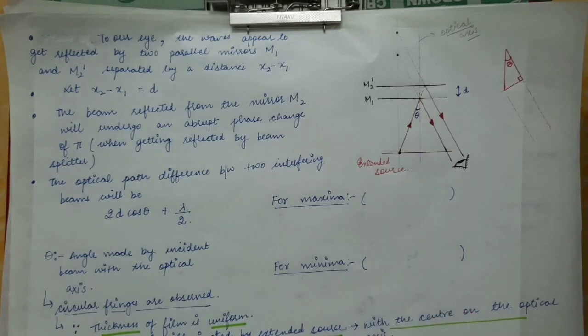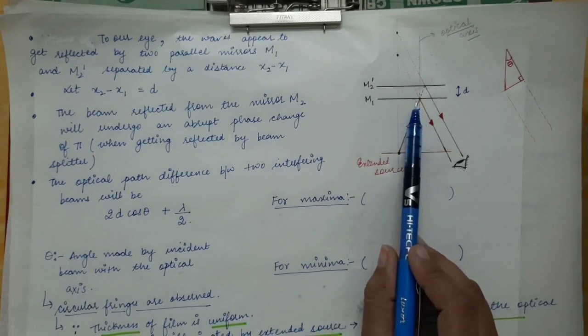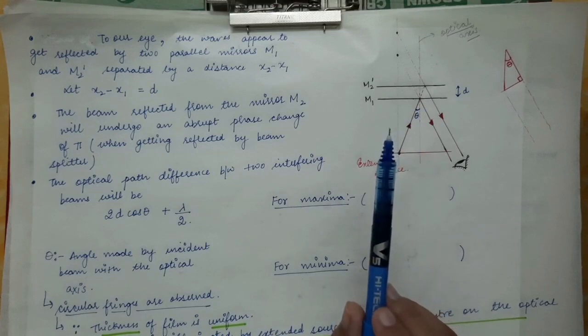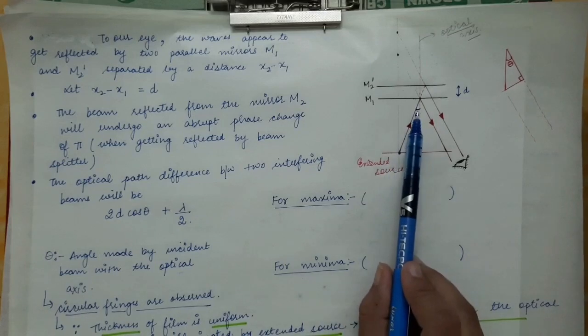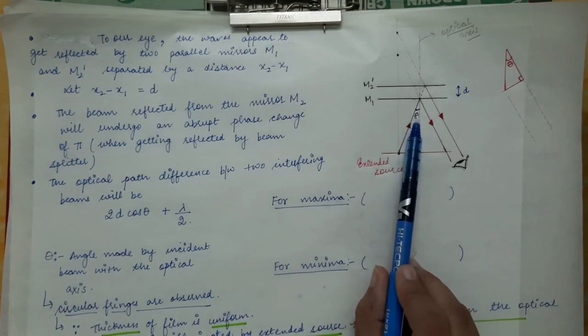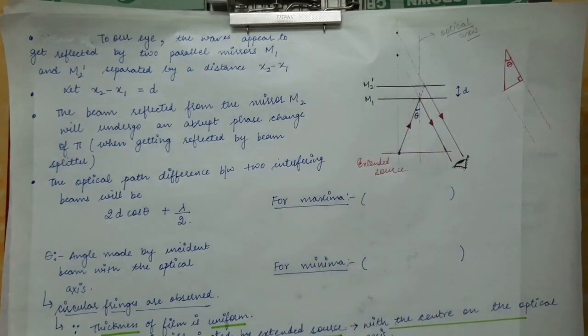The ray which was falling on mirror M2 was falling at an angle of 0, and the ray which got reflected from the beam splitter was also falling on the mirror M1 at the same angle, that is, at an angle of incidence equal to 0. So if a single incident ray falls at 0 degree on one mirror, it will also fall at 0 degree on the other mirror. Therefore, a ray falling at any general angle theta on one mirror will also fall at the same angle on the mirror M2.